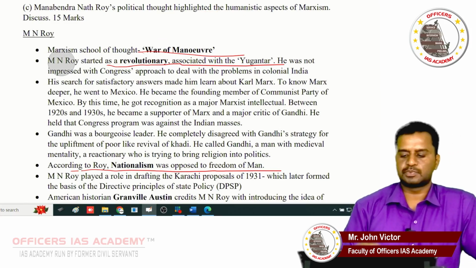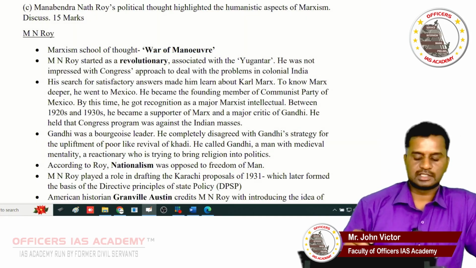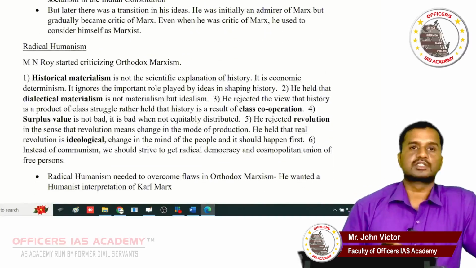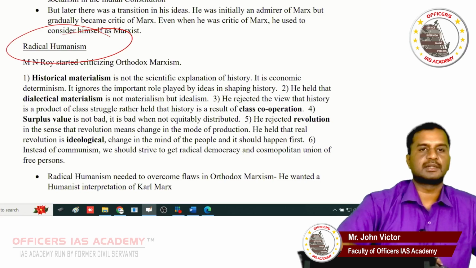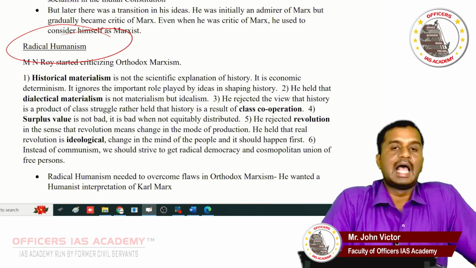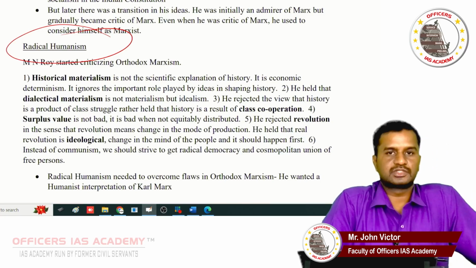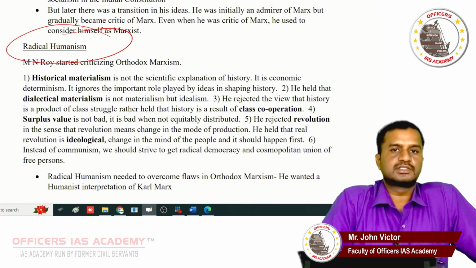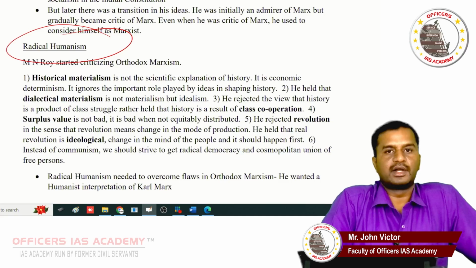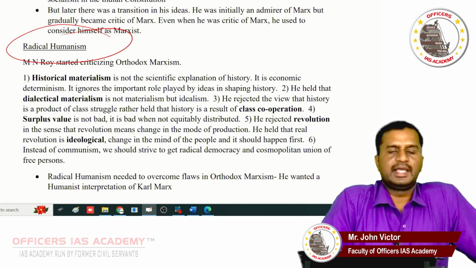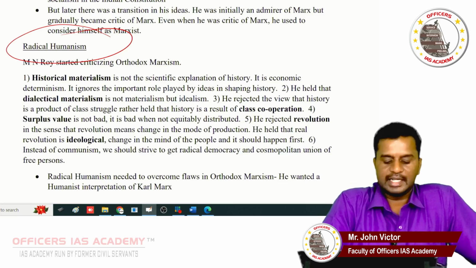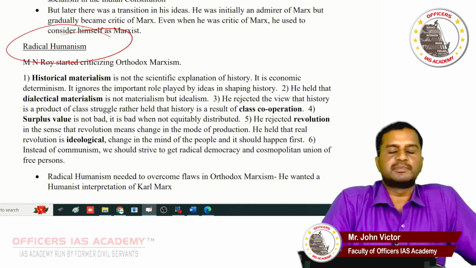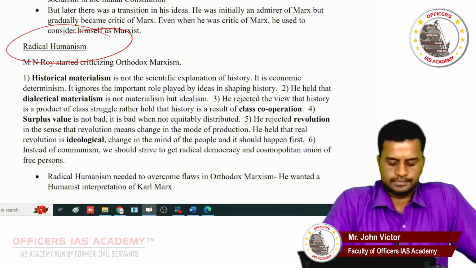This is how M. N. Roy started his political journey. Later, he started questioning orthodox Marxism. He became a radical humanist. Radical humanism gives importance to the human being as a rational agent. Man is rational. Man is capable of deciding what is good for him. He can make himself a better individual. He can also contribute to the society. This is radical humanism. Radical humanism is mainly associated with M. N. Roy.